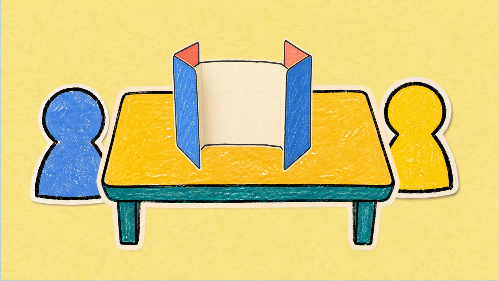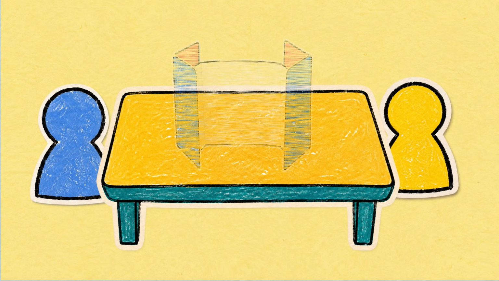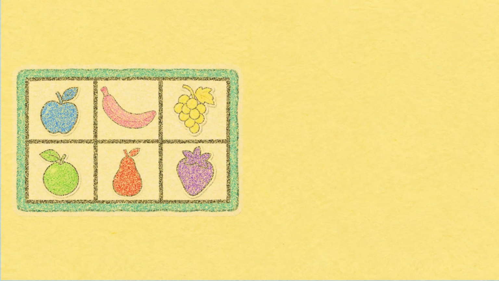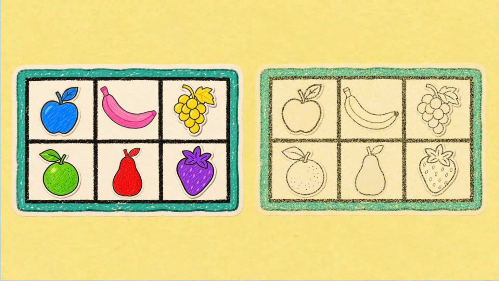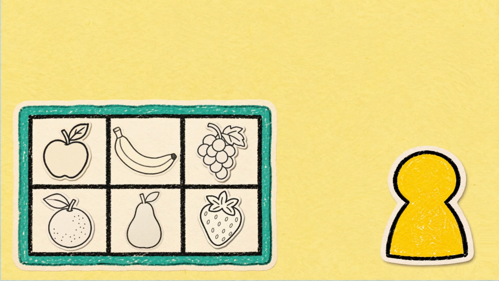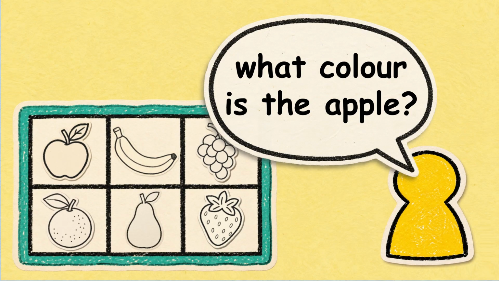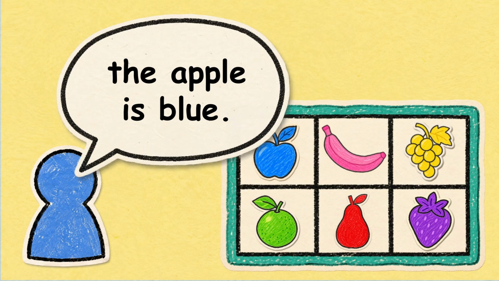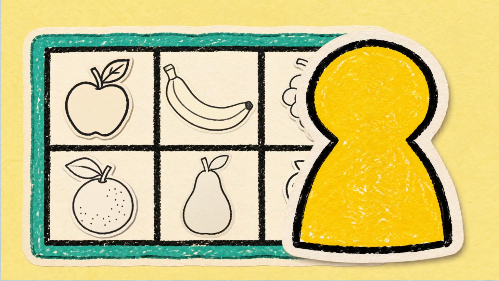Students sit opposite each other with a physical or an imaginary barrier. One student has a card with coloured objects and the other has the same objects but uncoloured. Student B must ask Student A what colour each object is and Student A must answer.